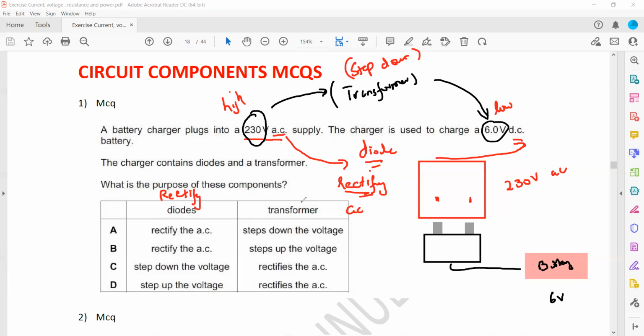Then what is the purpose of a transformer? A transformer is used to transform the voltage. But what kind of transformer is this? Here the transformer is converting high volts into low volts. A transformer which reduces high volts into low volts is called a step down transformer. So the purpose of the transformer here is step down, which means reduce. Which option does it match? It rectifies the AC, meaning converts AC to DC, the diode, and the transformer steps down the voltage. That's why option A is the right answer. Is it clear?